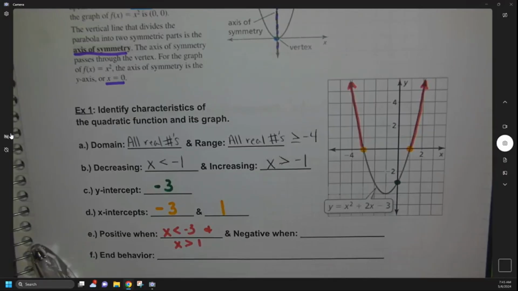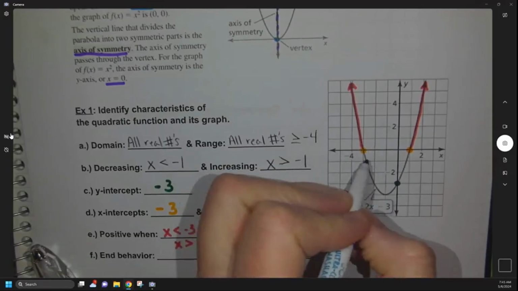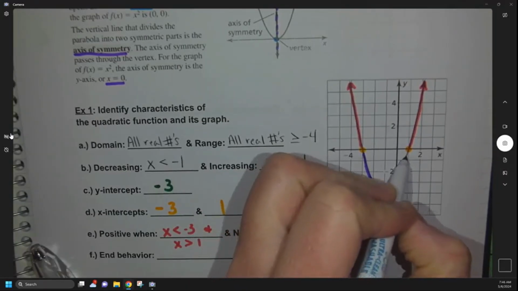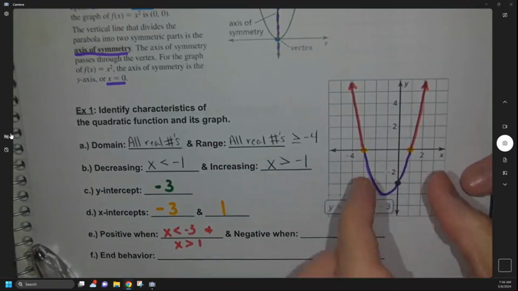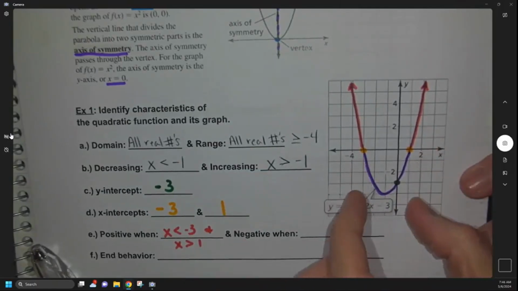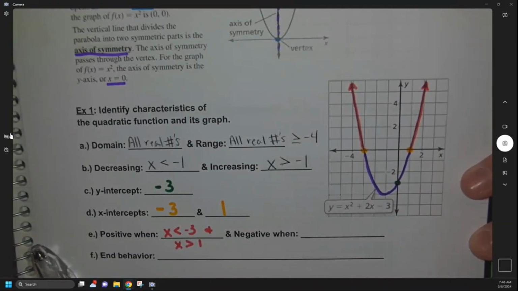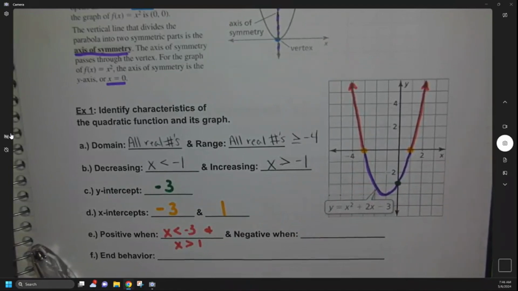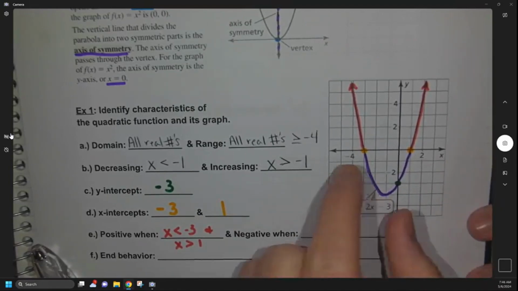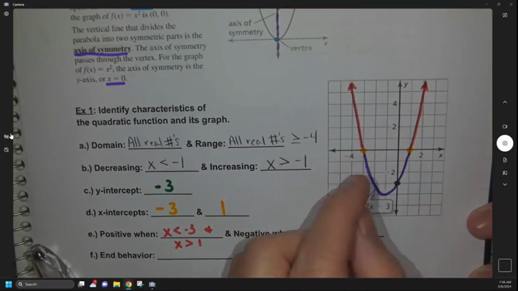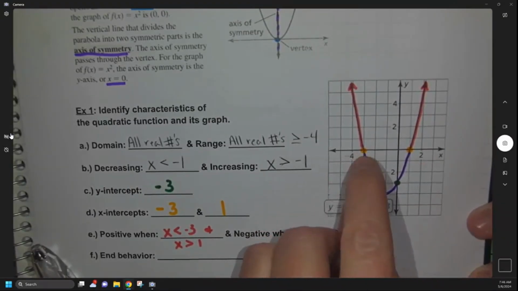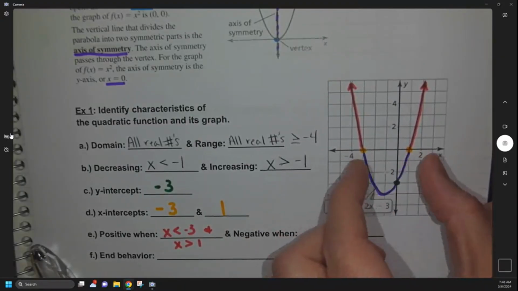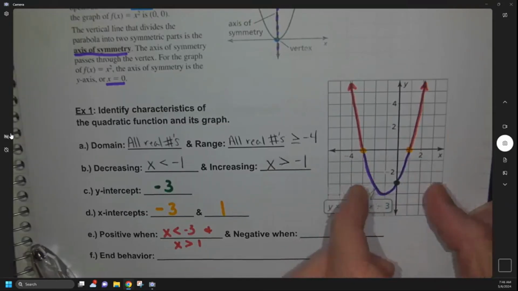But we also have to talk about when it's negative. So if I look here, this entire loop here, kind of skip over that little green dot. There we go. This entire section down is below the x-axis. So this entire section of the graph is negative. And what that means is all of the values between x is -3 and x is +1, all of the values in between there are negative.